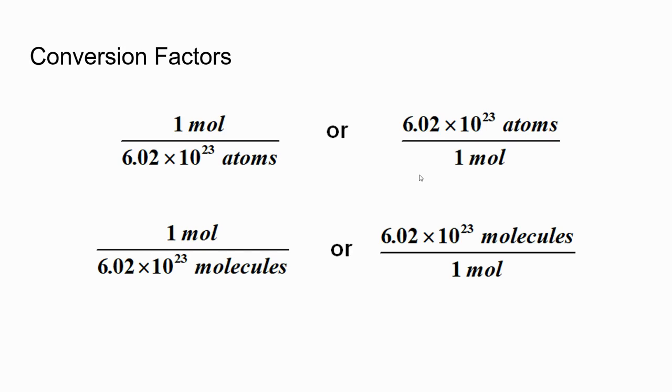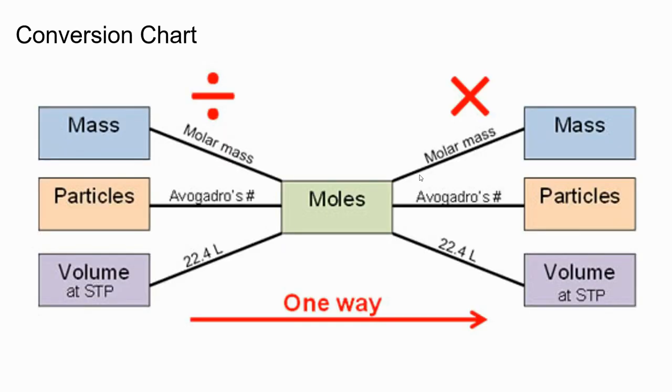You don't need to write this down. This is just so you can see that you can use it as a conversion factor. You can flip it upside down. So 1 mole is 6.02 times 10 to the 23rd atoms, or 6.02 times 10 to the 23rd atoms is a mole, depending on how you need it in your equation.